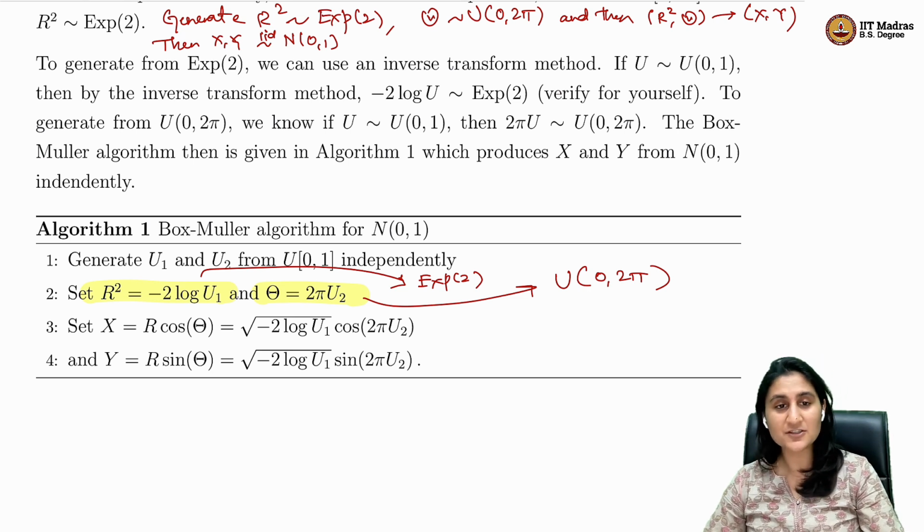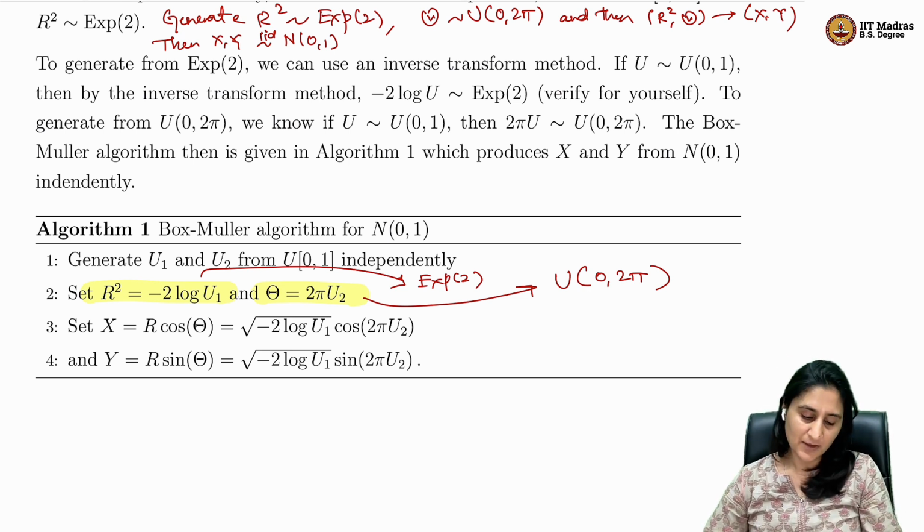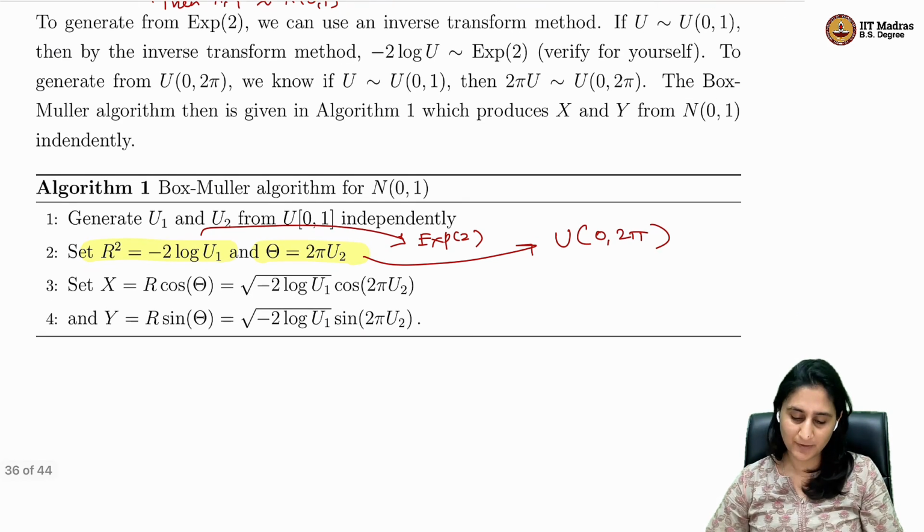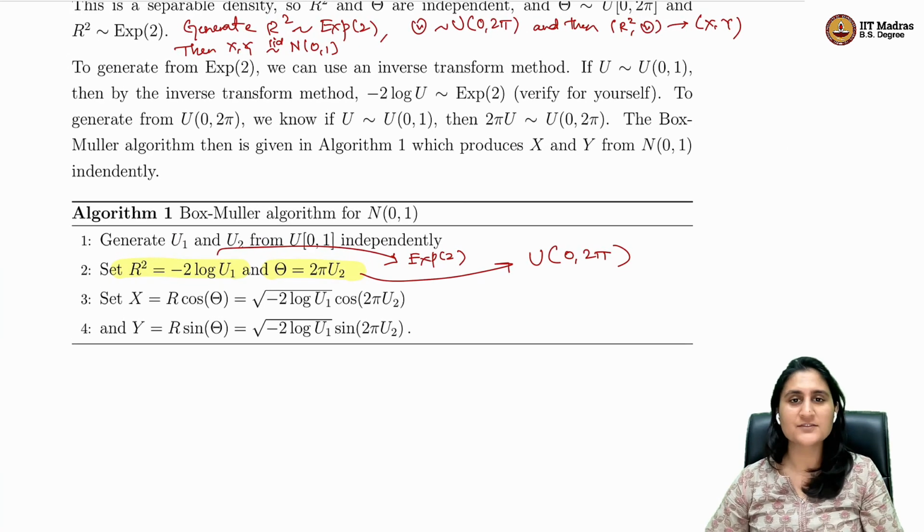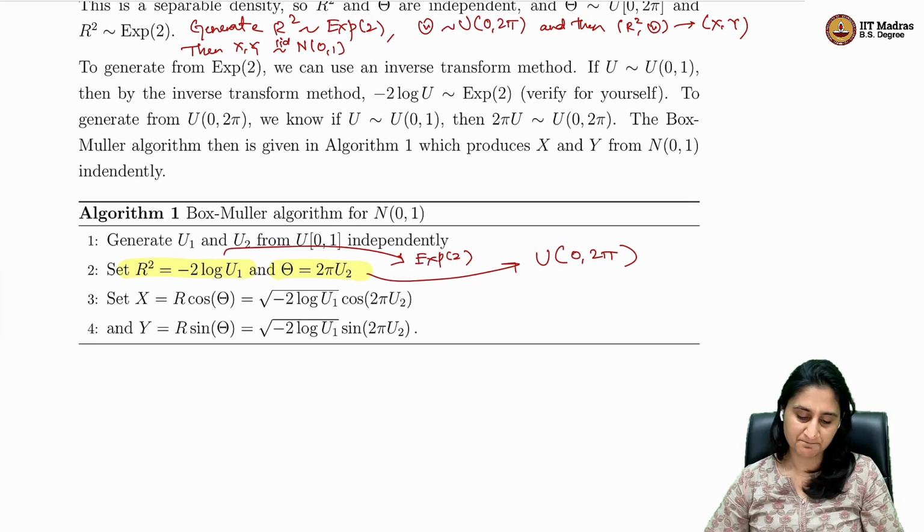Then we do the transformation that got us these r squared and thetas. We set x to be equal to r cosine theta, which is nothing but square root minus 2 log u1 cosine 2 pi u2, and y is r sine theta, which is square root minus 2 log u1 and sine 2 pi u2. Okay, that gives us the Box-Muller transformation.